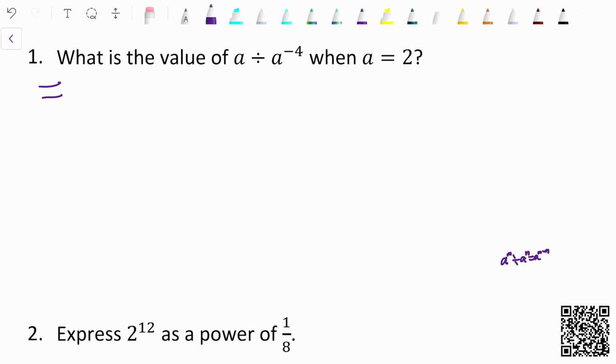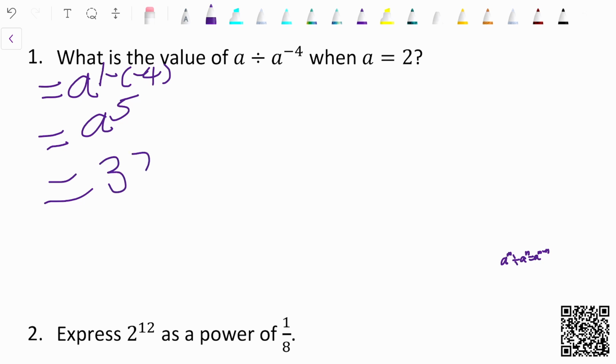Using that formula, it would be a to the power of 1 minus -4, which would equal a to the power of 1 plus 4 because it's subtracting a negative, so it would be a to the power of 5. So now we can bring in the number. So 2 to the power of 5, which is 32.